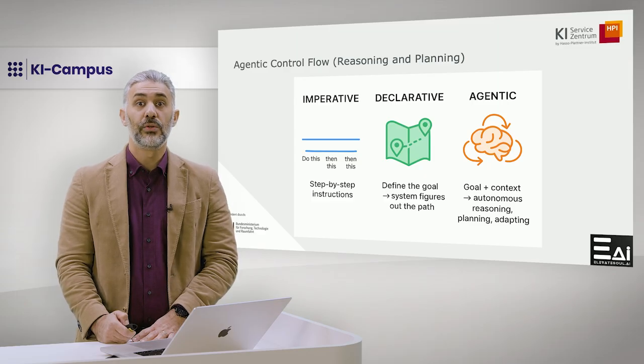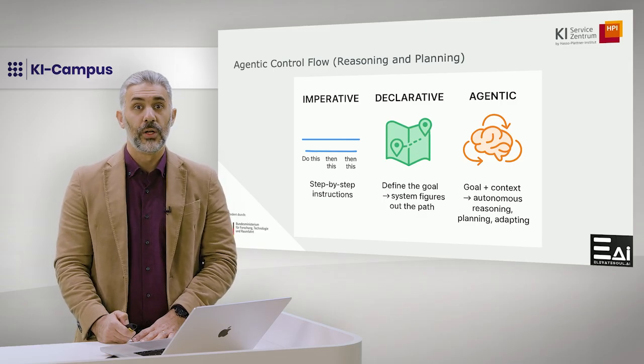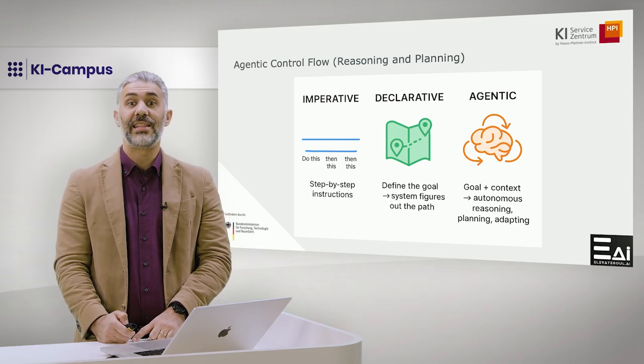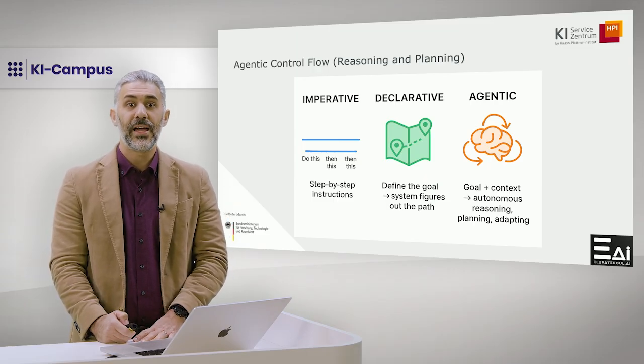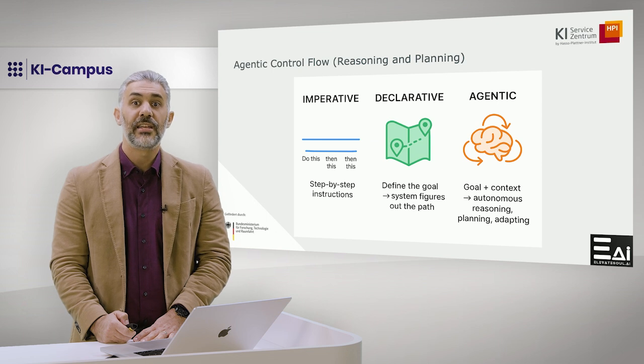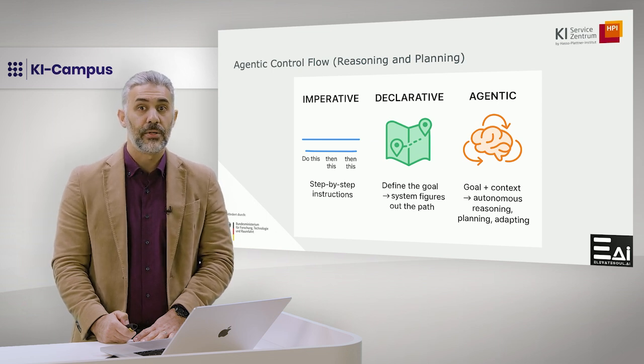Now we can introduce what we can call an agentic control flow. Here we still provide a goal, but also context, and the system uses reasoning and planning to decide what comes next. It can break a problem into steps, evaluate results, switch strategies, and adapt. Behavior traditional systems cannot perform on their own.